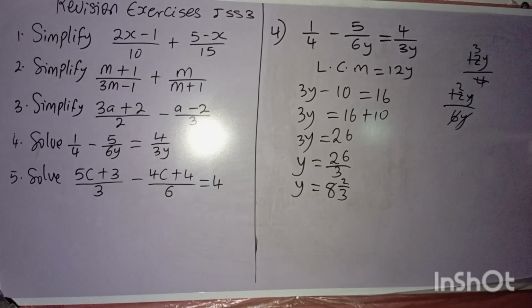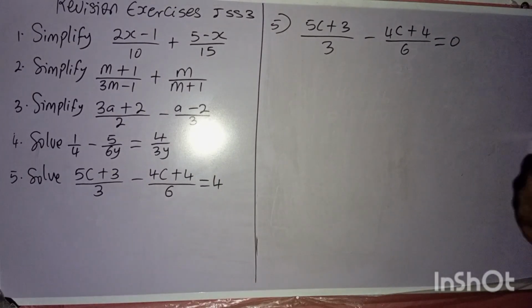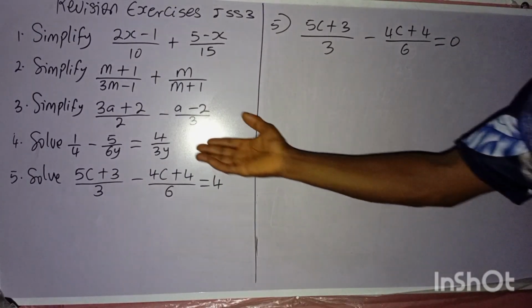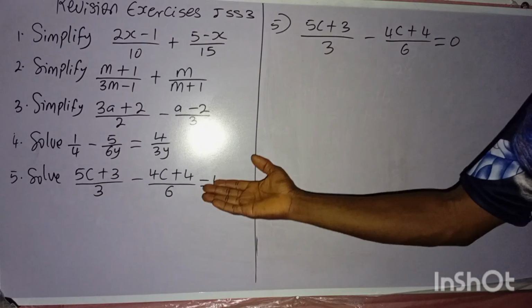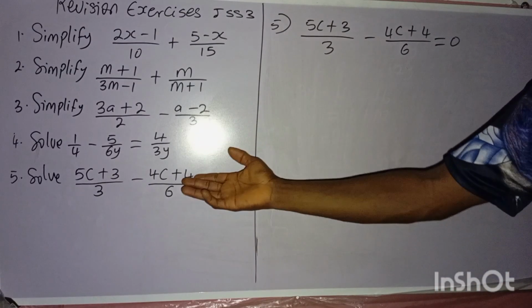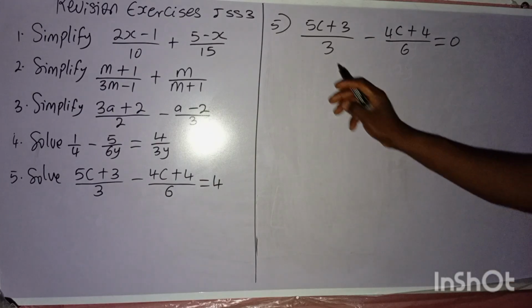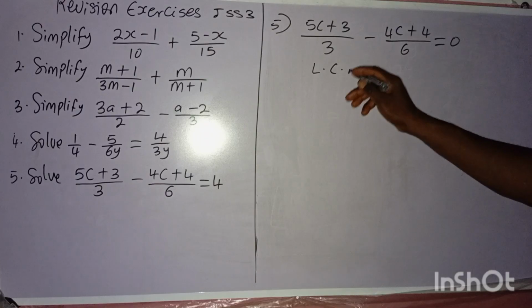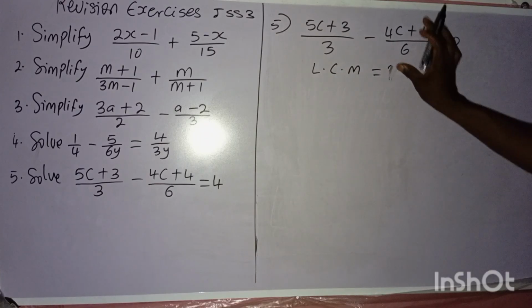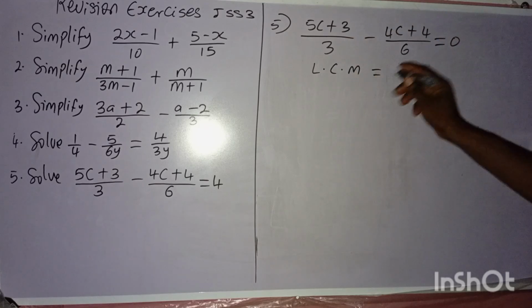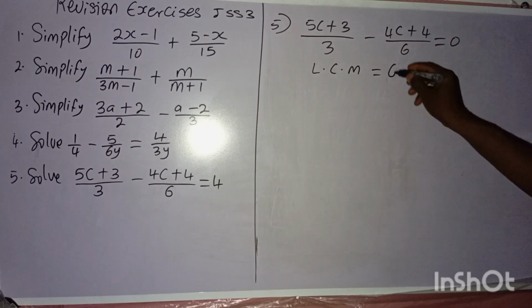Let's now move to number 5. Question number 5 is another equation, just like number 4, because there is an equal sign there. The same way we tackled question number 4, that's exactly the same approach we'll be using in question number 5. So the LCM of 3 and 6 is 6, because 6 can swallow 3. So the LCM, the lowest common multiple of 3 and 6, is 6.